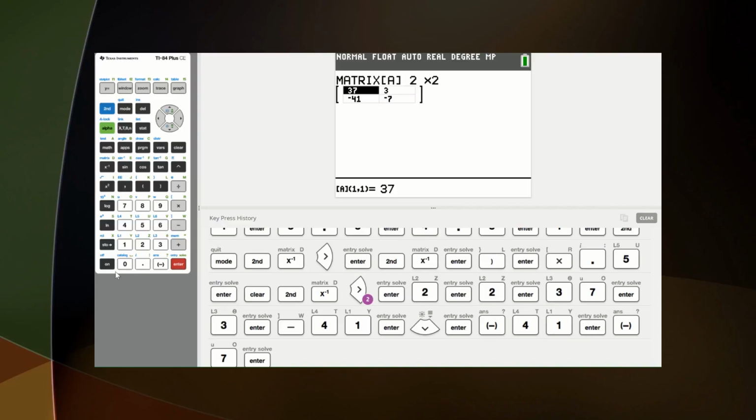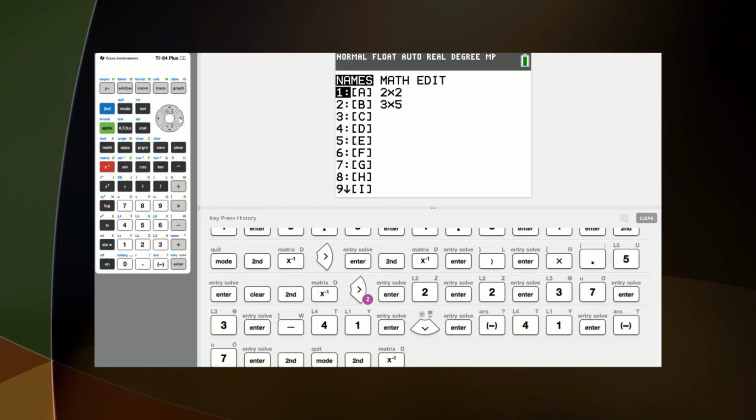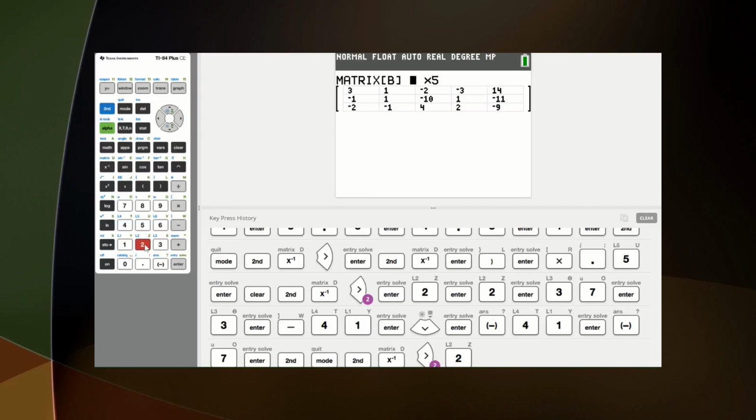Okay, let's see if I got that. 37, 3, negative 41, 7. All right, good. So I'm going to hit second quit and go back into matrix. I want to establish my B matrix. I'm going to edit and choose option 2. And again, I have to set this as a 2 by 2 matrix.